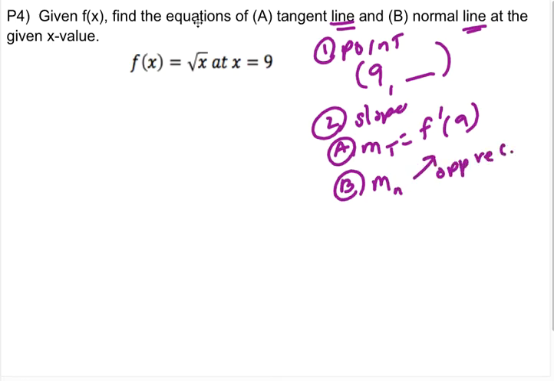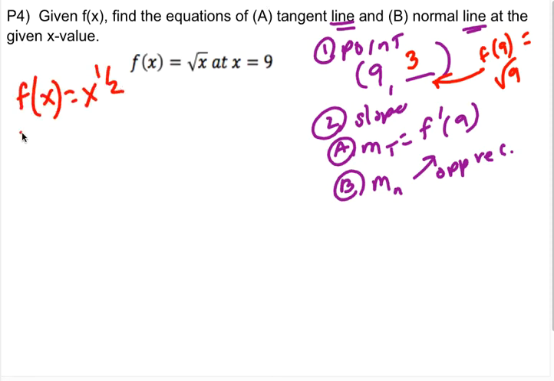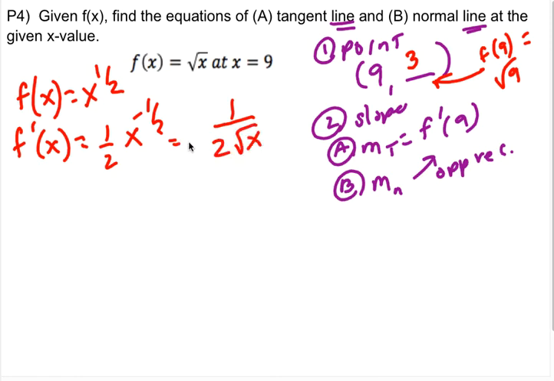So let's go ahead and start by finding the point. So I'm plugging in f of 9, which would be the square root of 9, so I get 3 as my point. For my slope, I know that f of x is x to the 1/2, so my f prime of x would be 1/2 x to the -1/2. Now this is one of those cases where it's probably worth rewriting because I don't think you really want to do a 9 to the -1/2 and think through that.